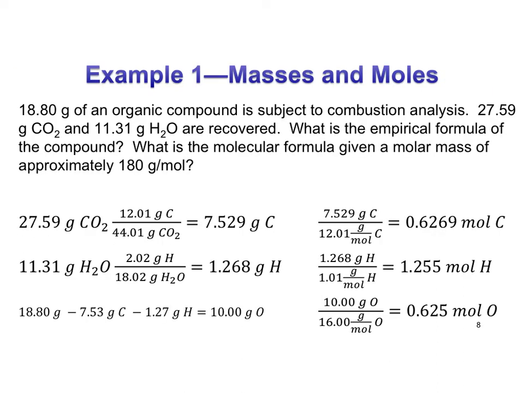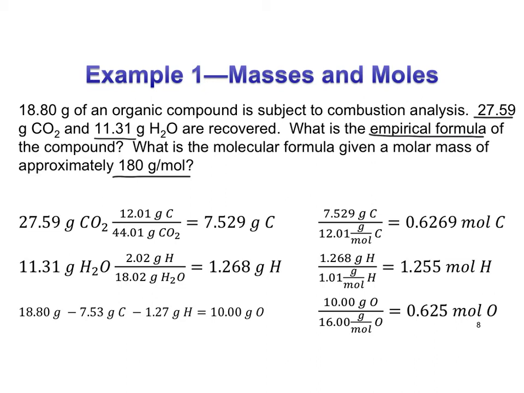This is example 1. 18.0 grams of an organic compound is subject to combustion analysis. 29.59 grams of carbon dioxide and 11.31 grams of water are recovered. What is the empirical formula of the compound? What is the molecular formula given the molar mass of approximately 180 grams per mole?